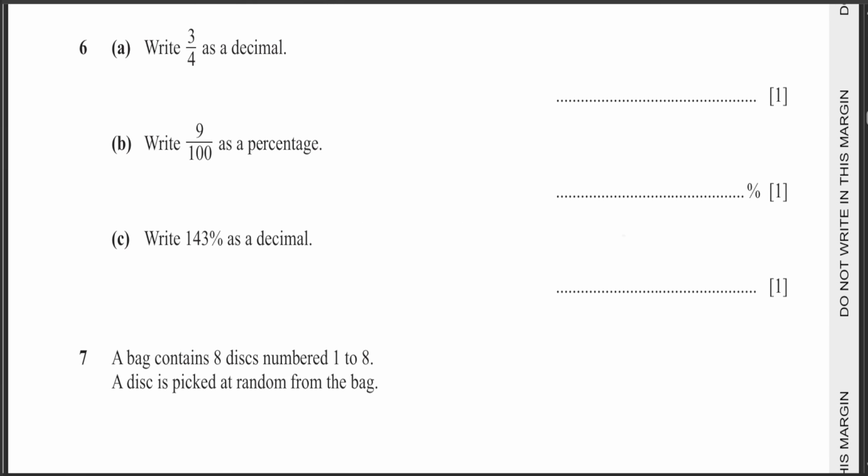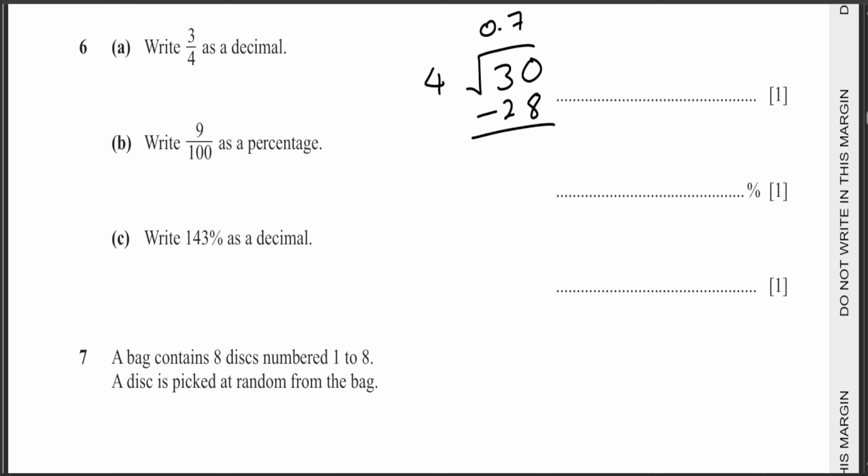Now, question 6C. 3 over 4 as a decimal. 3 over 4 is equal to 0.75. This should be something that you should know. But in case you don't know how I got the 0.75: 4 cannot go into 3. You need to add 0, so 4 goes into 30, 7 times, minus 28 to give you 2 as your remainder.